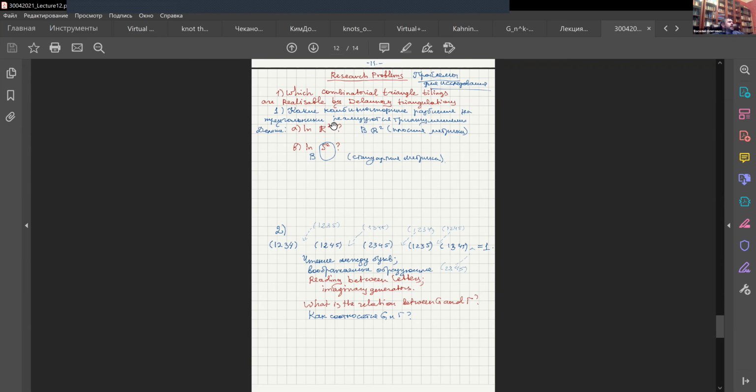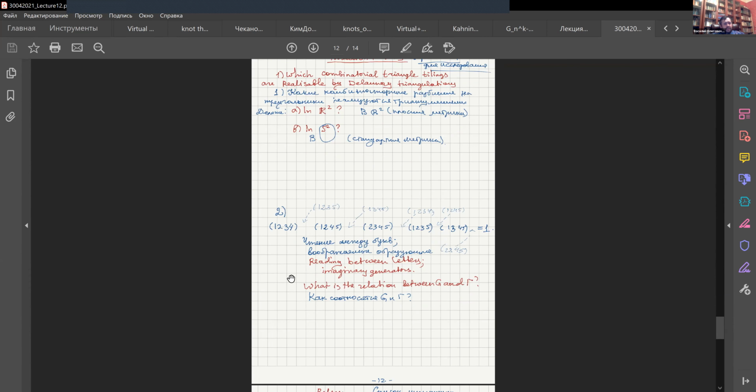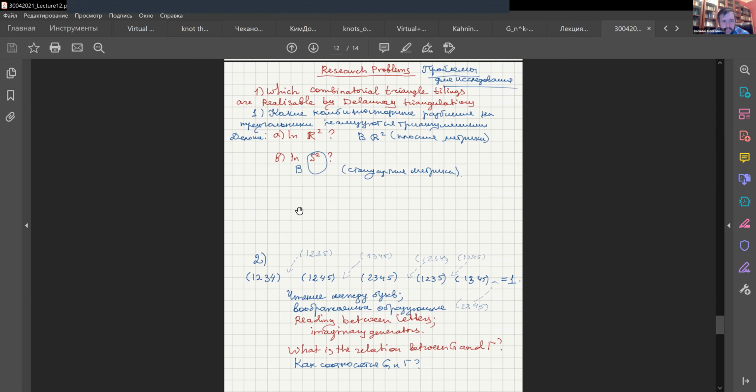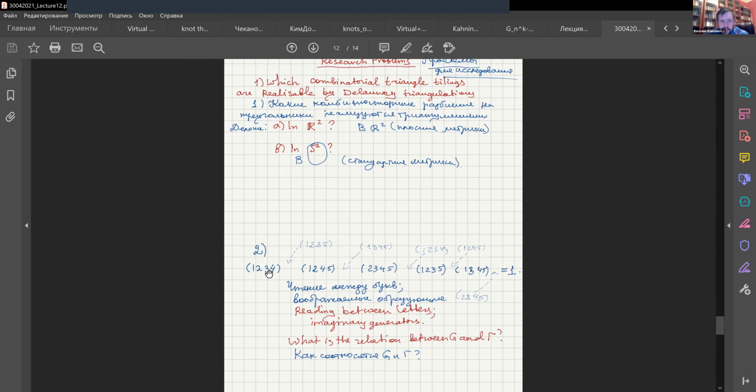And possibly, I'm not sure, but possibly imaginary generators and reading between letters can give us a certain bridge between G and gamma. And here is the picture. We write down those generators for gamma. I do not write A or B, I just write down these quadruples of indices, 1, 2, 3, 4, 1, 2, 4, 5, 2, 3, 4, 5, and so on. So I have this product of 5 generators to be 1. And we can try to read between letters. Can we imagine that here we have other generators?